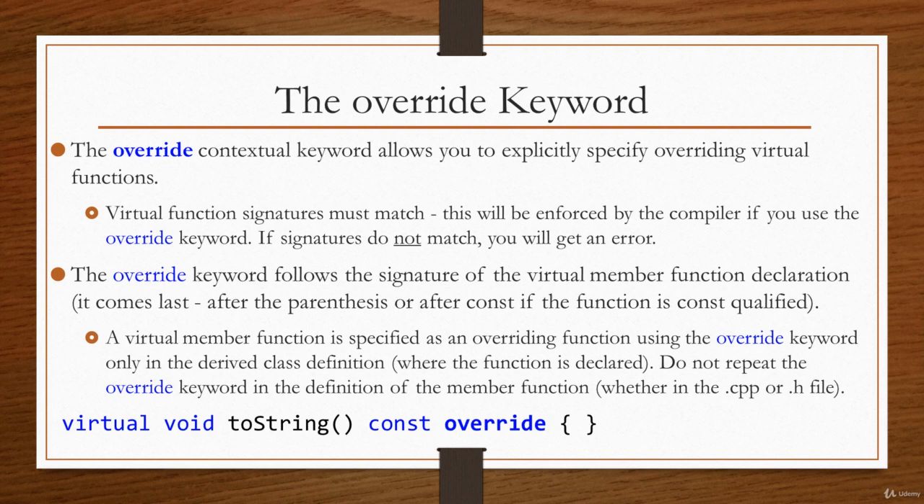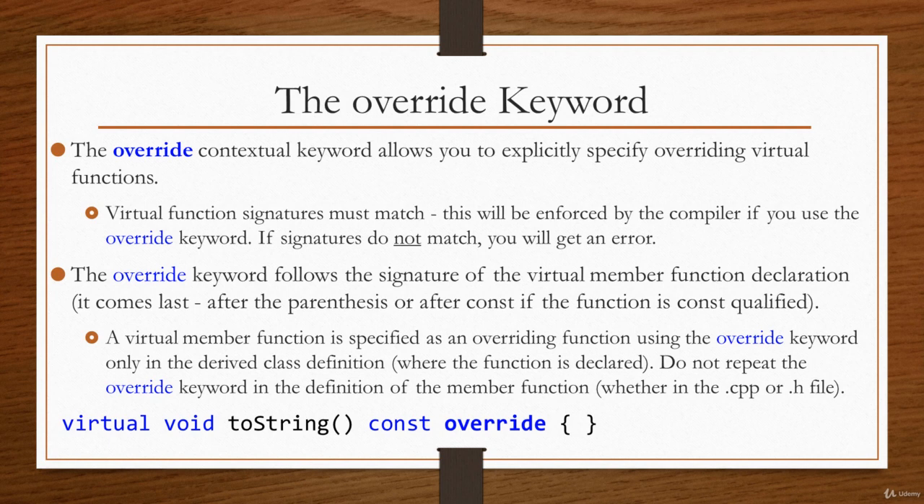If signatures do not match, you will get an error. The override keyword follows the signature of the virtual member function declaration. So in other words, it comes last, after the parentheses, or after the const if the function is const qualified. As you can see in the example at the bottom of the slide, we specify a virtual member function as an overriding function using the override keyword only in the class definition.